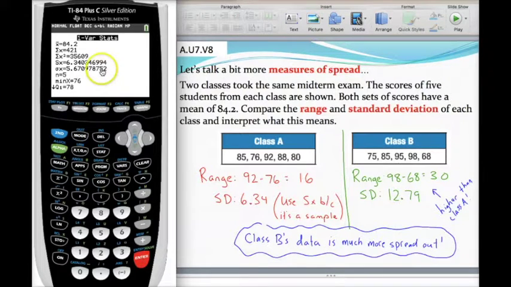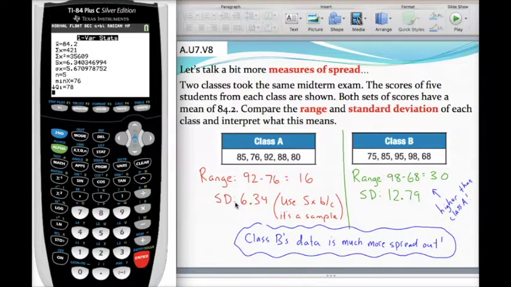What we're looking at are these two values right here. Remember, use the first one if you're only dealing with a sample of your data. Use the bottom if you're using the entire population of data. We're given scores from just 5 students, so it's just a sample of the class. So use that top standard deviation. So about 6.34 was our standard deviation.